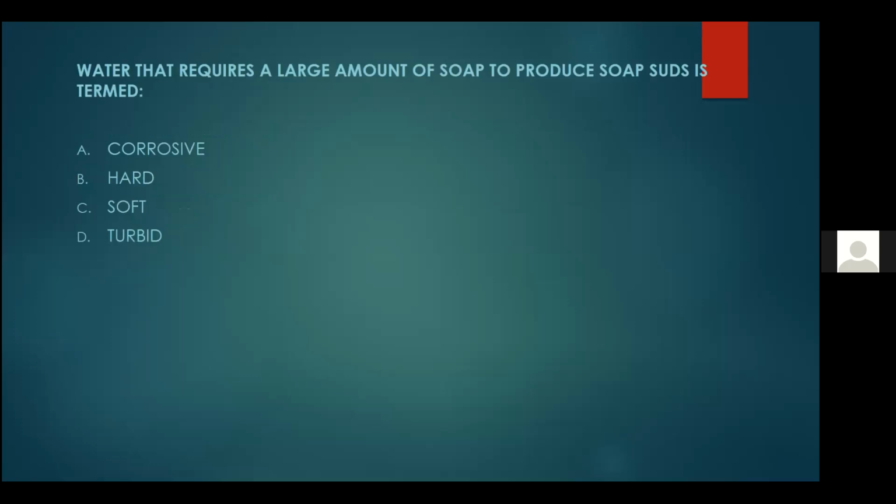Here we go. Water that requires a large amount of soap to produce soap suds is termed which one of these waters? Yeah, hard. And hard water comes from the ground, right? It's hard water. It has lots of calcium and magnesium in it, so you have to use a large amount of soap. Hard water.